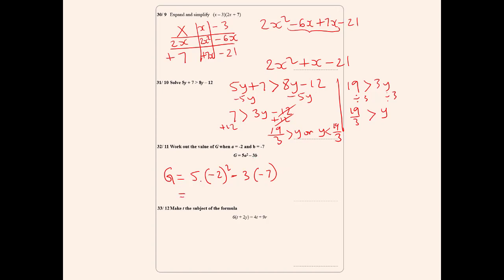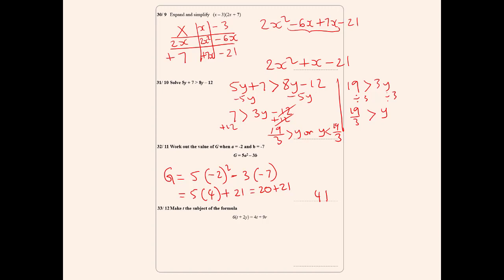Let's simplify it. So 5 times minus 2 squared is 4, because minus 2 times minus 2 is 4. Minus 3 times minus 7 is plus 21. Now 5 times 4 is 20, and add 21. That gives us 41.